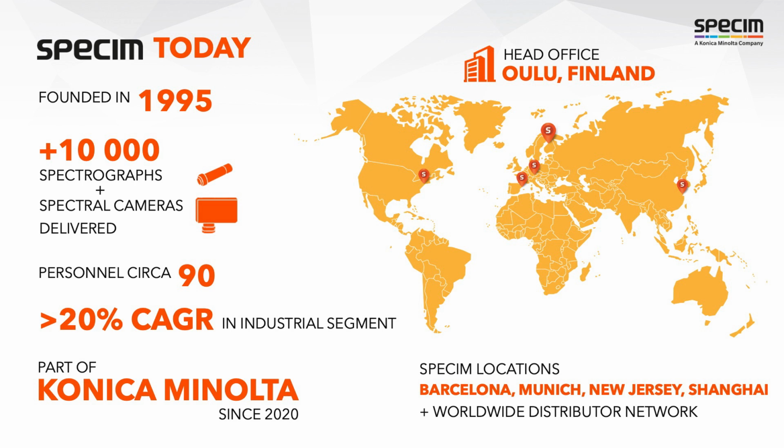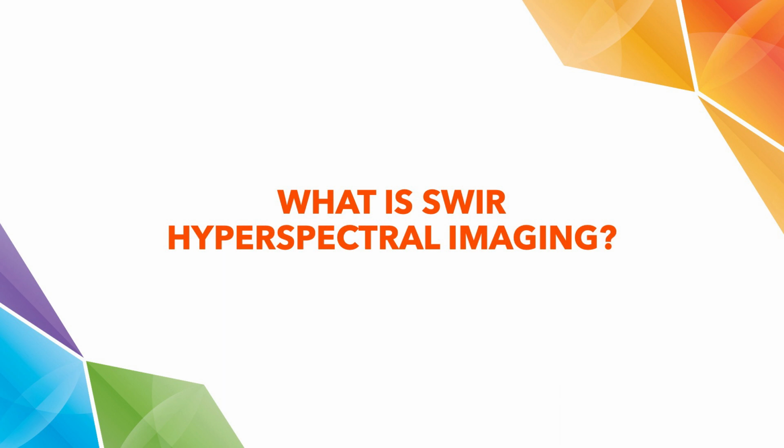First, about Specim. Specim today employs about 90 employees, and they are all located in different places. The headquarters is in Oulu, Finland, and we also have some employees in Europe, Barcelona and Munich, also in the United States and also in China. The company was created in 1995 and is actually a spin-off of VTT, the Finnish National Research Center. And here we make hyperspectral imaging easy. This is our motivation.